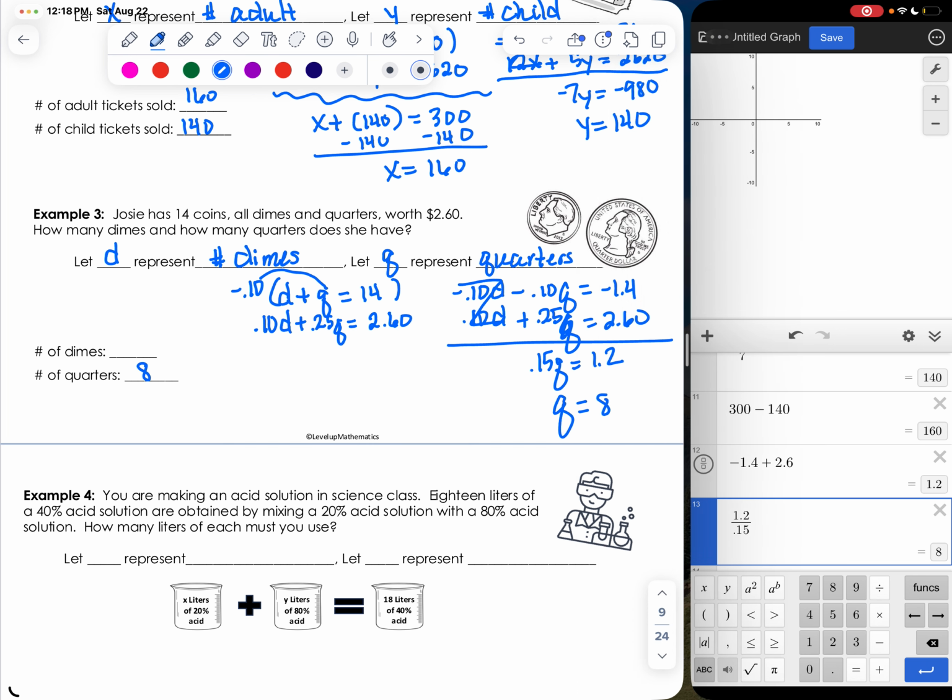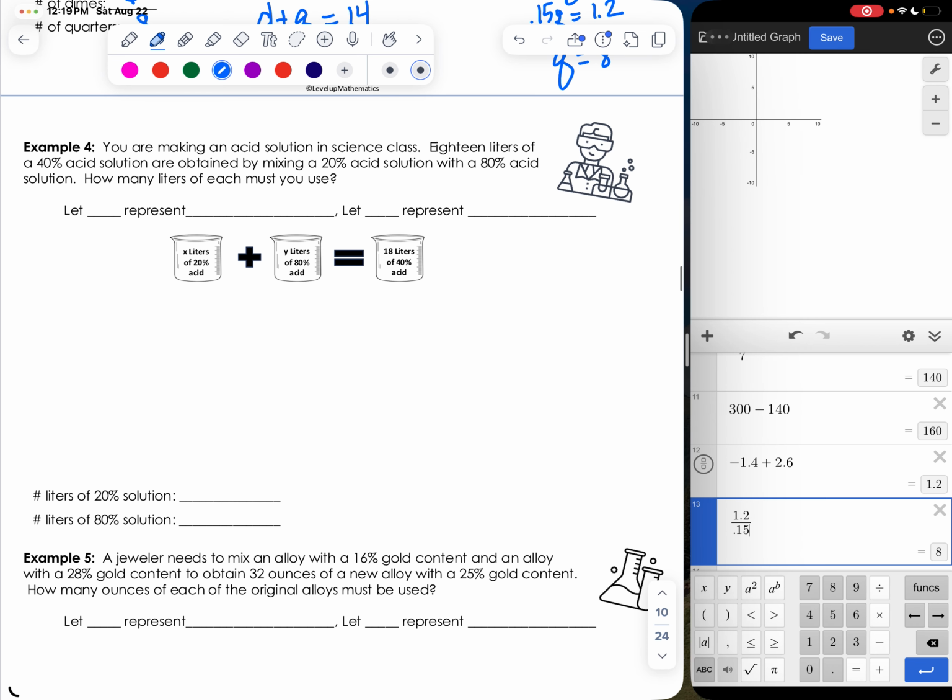Now, I'm going to plug that back into my top equation, and I'll plug in an 8 for the quarters and solve for the dimes. So 14 minus 8 is 6. So now I know there are 6 dimes.